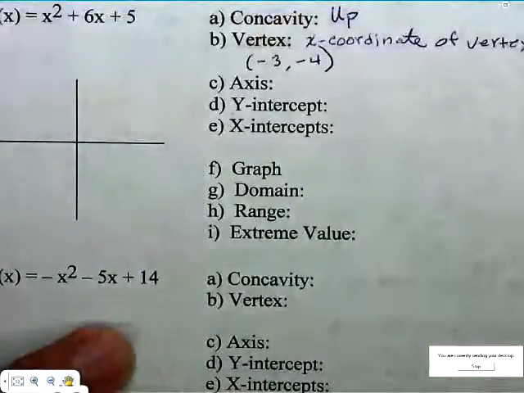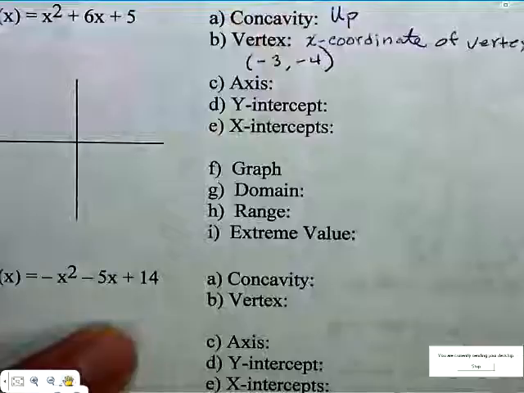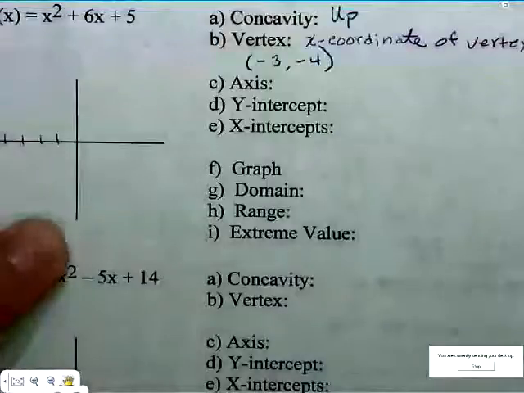And I'm going to go ahead and plot the 3 points that I have on my XY chart. I'm just not going to try to connect them until I get some other stuff.